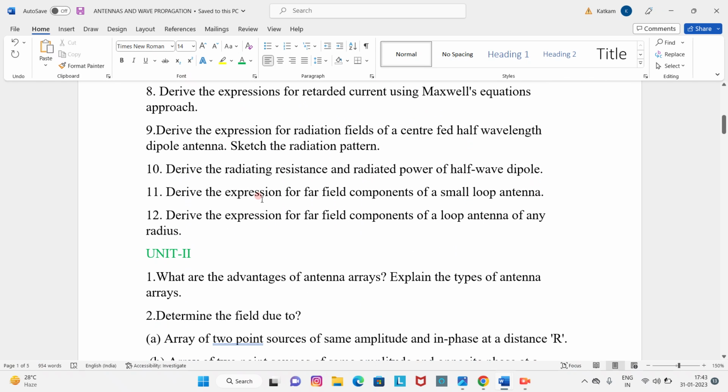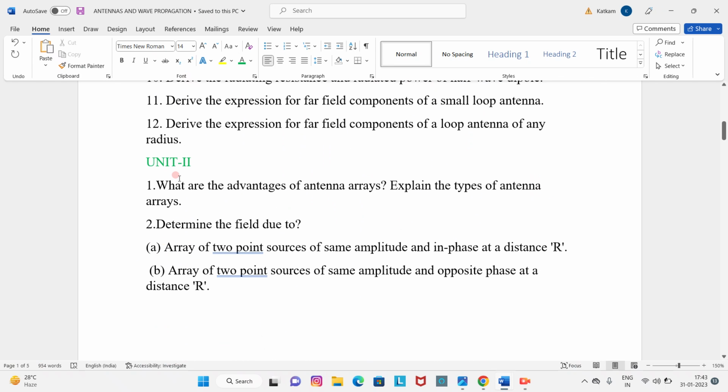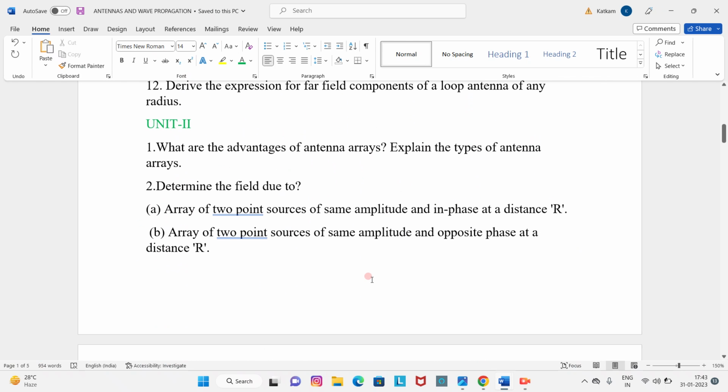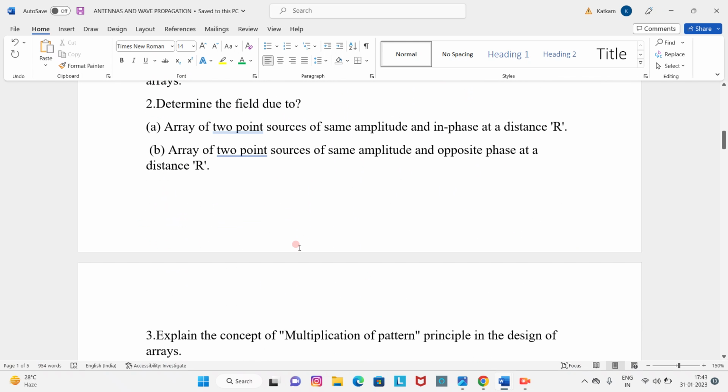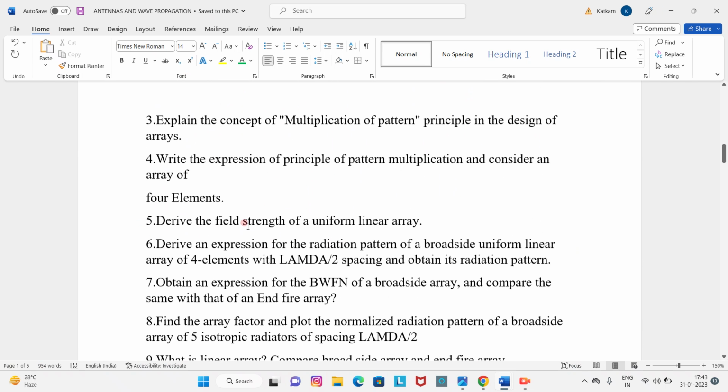Second question, determine the field due to the array of 2 point sources of the same amplitude and in phase at a distance of r. B, array of 2 point sources of the same amplitude and opposite phase at a distance of r. And third question, explain the concept of the principle of multiplication of patterns in the design of arrays. Fourth question, write the expression of the principle of pattern multiplication and consider an array of 4 elements. Fifth question, derive the field strength of a uniform linear array.